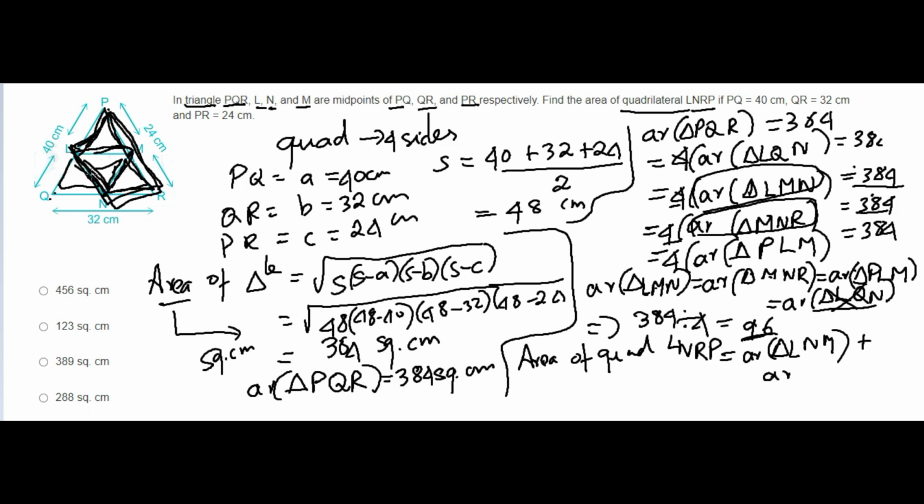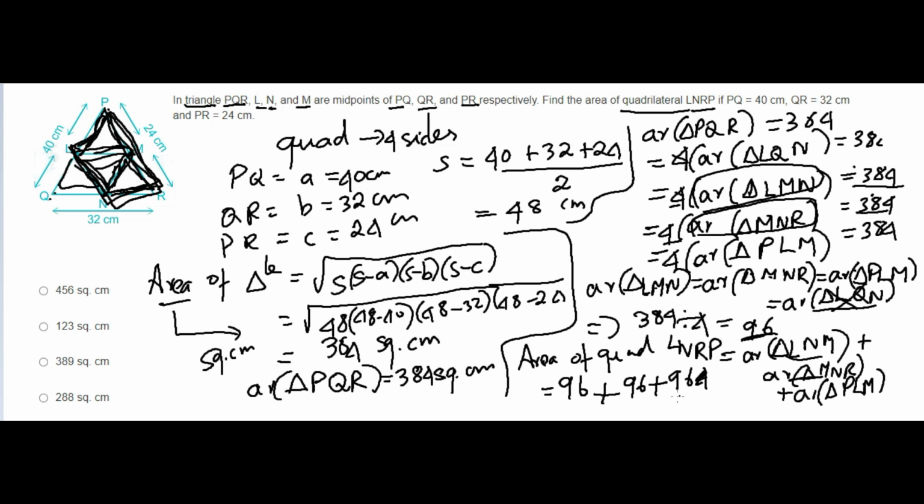LNM is the center, plus area of triangle MNR. MNR means what? The bottom one. This also comes inside the quadrilateral. Then plus you have to take the area of triangle PLM. PLM means the uppermost triangle, that also comes inside the quadrilateral. So area of LNM is 96 plus MNR also 96 plus PLM also 96.